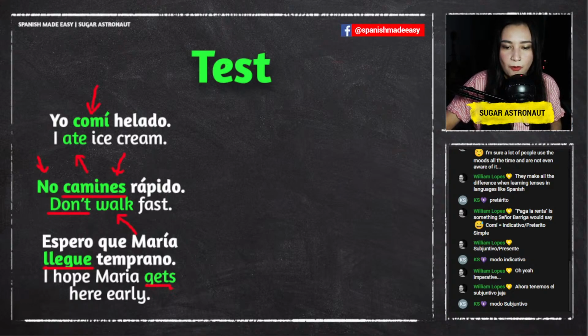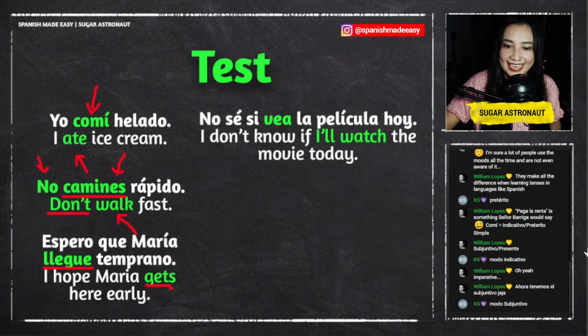Perfect. We have 3 more sentences, and let's see if you can guess the mood. Okay, the next one is no sé si vea la película hoy. No sé si vea la película hoy. I don't know if I'll watch the movie today, or whatever movie that is. We can find the verb here, vea, and it translates as I'll watch. This is a tricky thing with this mood. I told you that this mood is quite tricky to translate from Spanish into English. So what are we talking about here? No sé si vea la película hoy. I don't know if I'll watch the movie today.